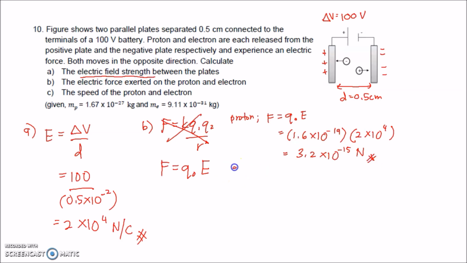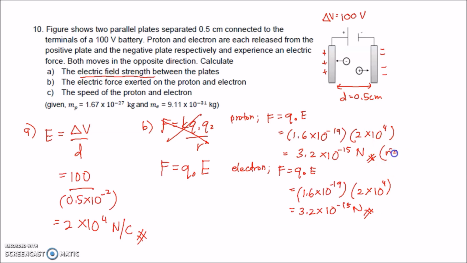If the test charge is electron, use the same equation, Q naught E, and the magnitude for electron is also the same, which is 1.6 times 10 to the power of negative 19. The difference is this one is positive, this one is negative. Times 2 times 10 to the power of 4. Then we will get the same magnitude, which is 3.2 times 10 to the power of negative 15 Newton. What differs is the direction. Proton will move to the right, electron will move to the left, depending on which plate attracts it.